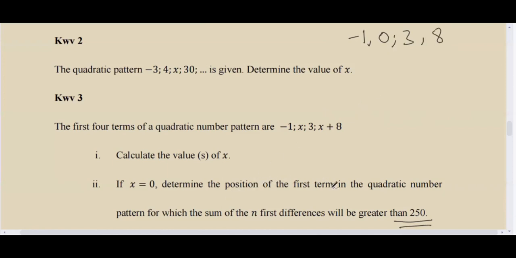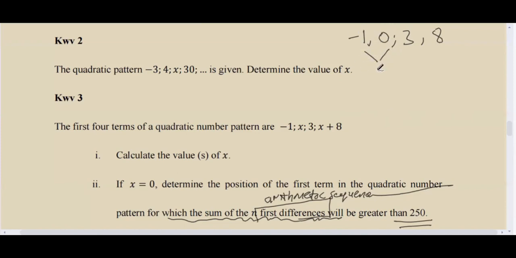Then determine the position of the first term in the quadratic number pattern for which the sum of the n first differences will be greater than 250. The sum of the first n differences, right? Now, when they're talking about first differences, we know that our eyes are now on the arithmetic sequence, right? So whenever they just mention first difference, that means we don't actually care about the quadratic pattern. What we actually need to solve with is the arithmetic pattern, which is the first difference.